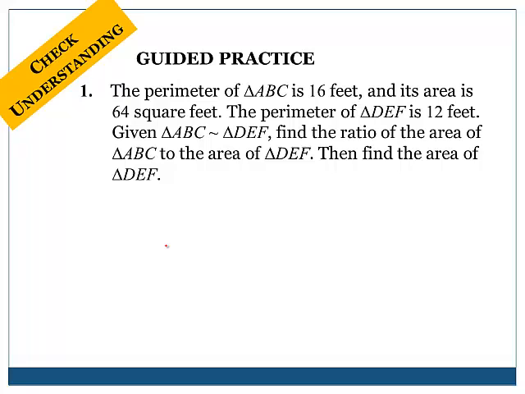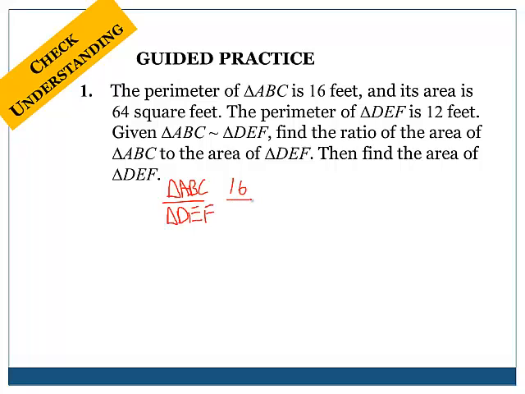Okay, so next practice problem: the perimeter of triangle ABC is 16 feet and its area is 64 feet squared. The perimeter of triangle DEF is 12 feet. Given triangle ABC is similar to triangle DEF, find the ratio of the areas of ABC to DEF, and then find the area of triangle DEF. So we know we have our corresponding side length, 16 for triangle ABC, and 12 for triangle DEF.